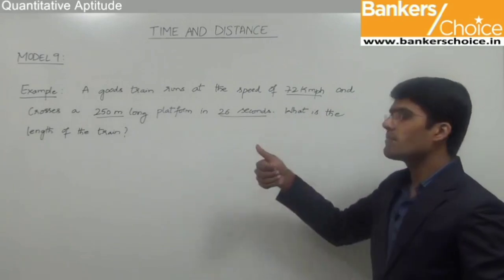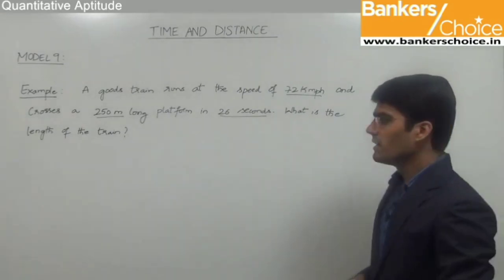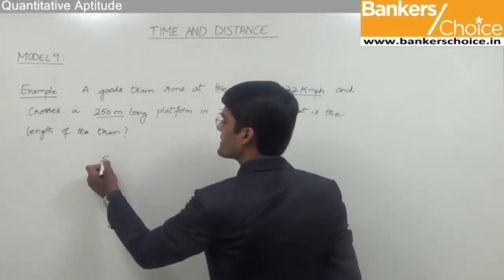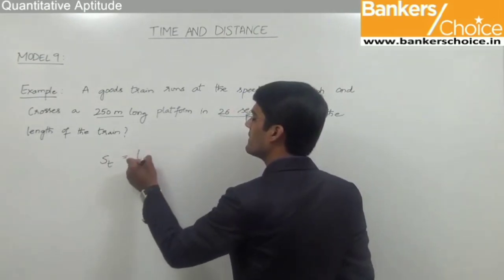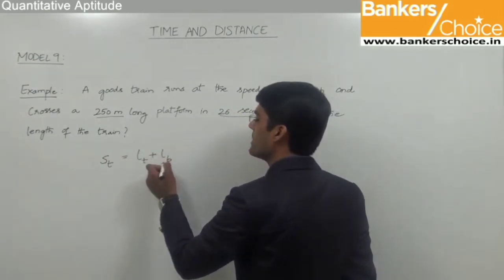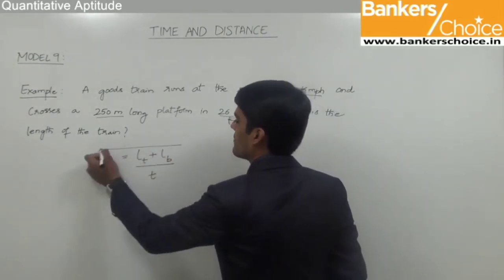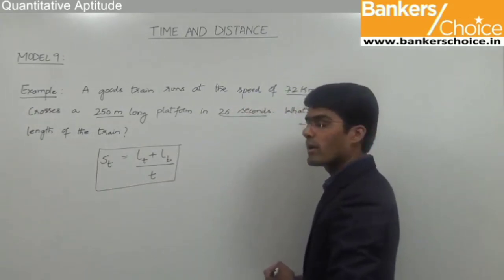So from this data we are supposed to find out the length of the train. Now we know that the equation to be used here is: speed of the train should be equal to length of the train plus length of the other body divided by the time. So by substituting the values here we can get the required answer.